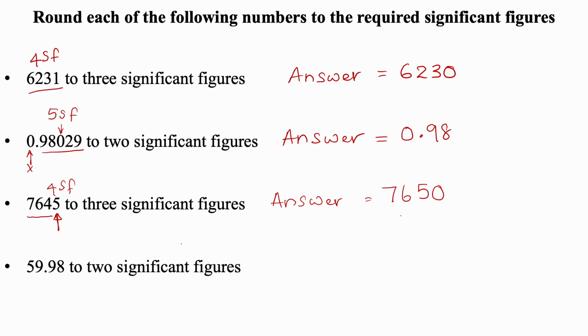59.98 has 4 significant figures. We are going to round off that to 2 significant figures, which shows you this answer. 60 is the answer because you are dropping this 9 here, which you add 1 to the next number. And however, there should be 2 significant figures. In order to make this 0 significant, you have to put a decimal place.